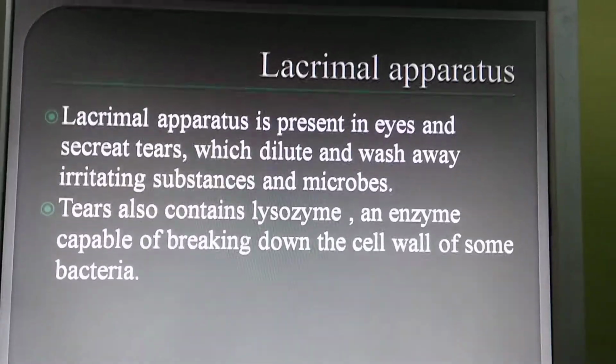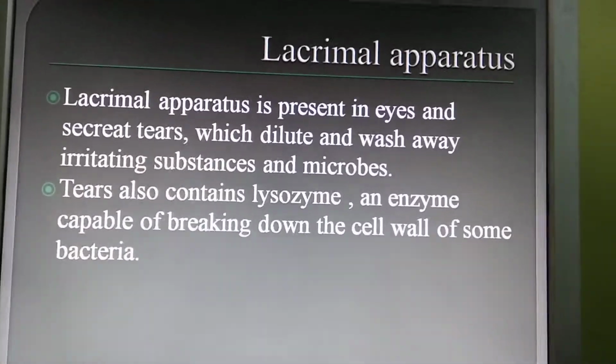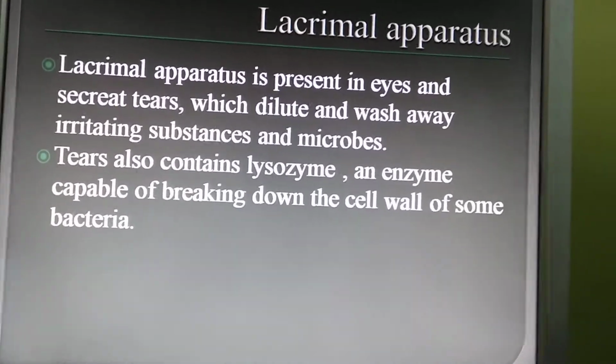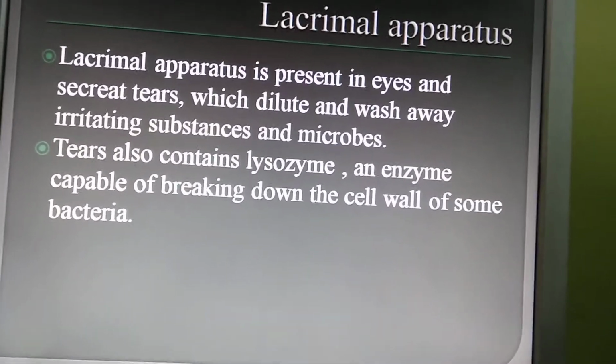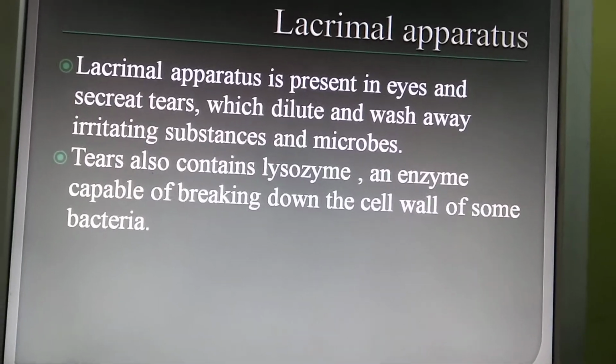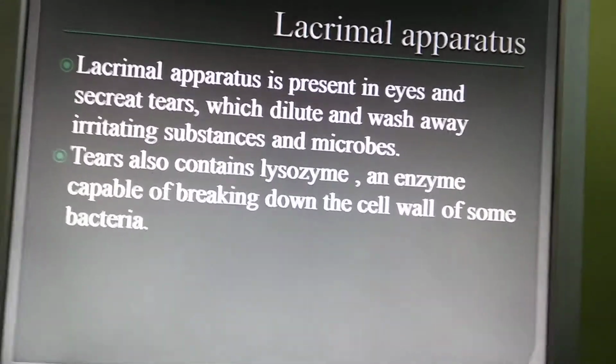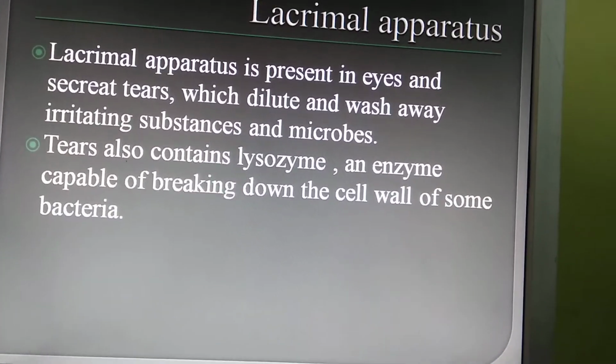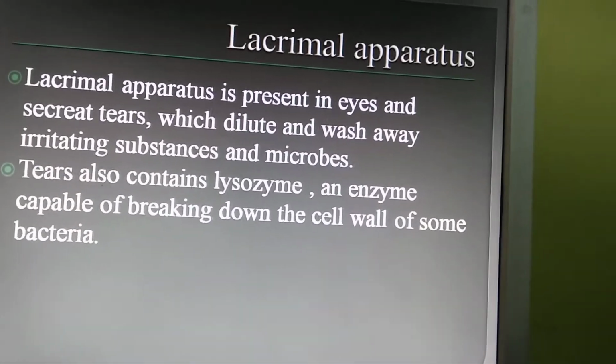Lacrimal apparatus. The lacrimal apparatus is present in the eyes and secretes tears, which dilute and wash away irritating substances and microbes. Tears also contain lysozyme, an enzyme capable of breaking down the cell wall of some bacteria.